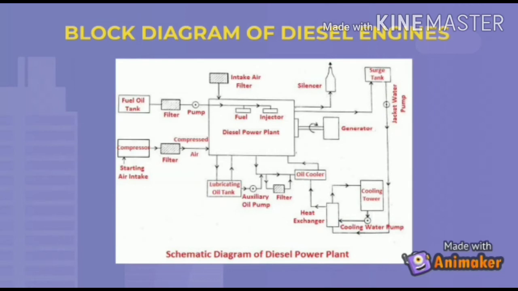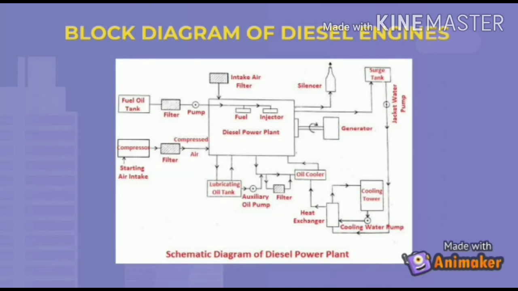The compressed air is supplied to the engine through the filter for starting, where it is compressed by a piston in a cylinder. The fuel oil is supplied from the tank through the filter to the fuel injector. The fuel injector injects the fuel into the cylinder and mixes with compressed air. The injected fuel gets ignited and combustion takes place.